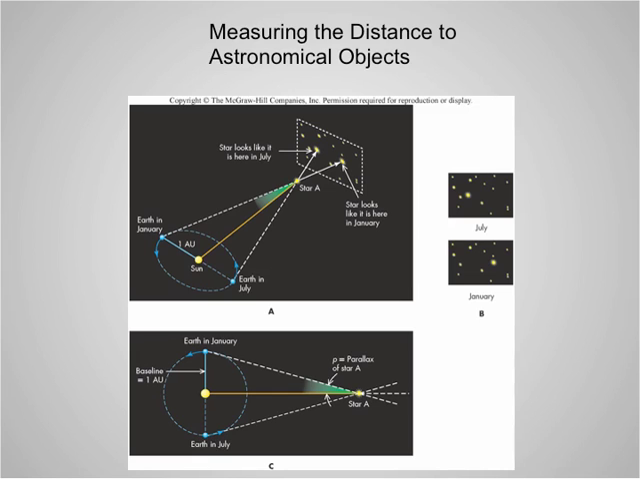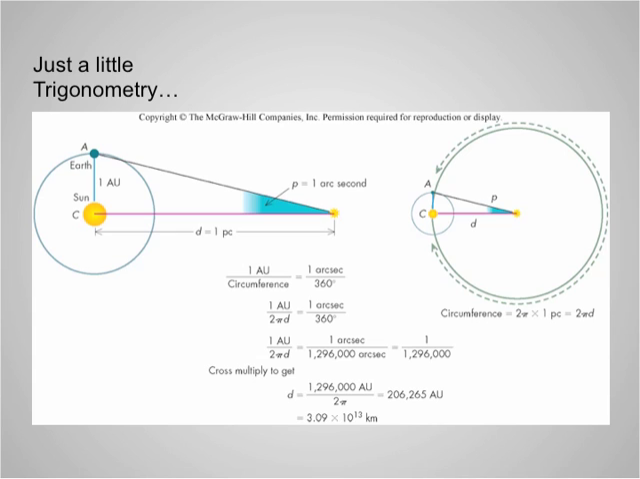If you look at the 2 small images on the right-hand side, you see an example of a foreground star in July compared to where it might be in January. This tells us that that star is much closer than the distant stars in the background. Using trigonometry then, we can figure out exactly how far away that particular star is. We don't need to go through the math in detail, but just a vague understanding of how this works is important.